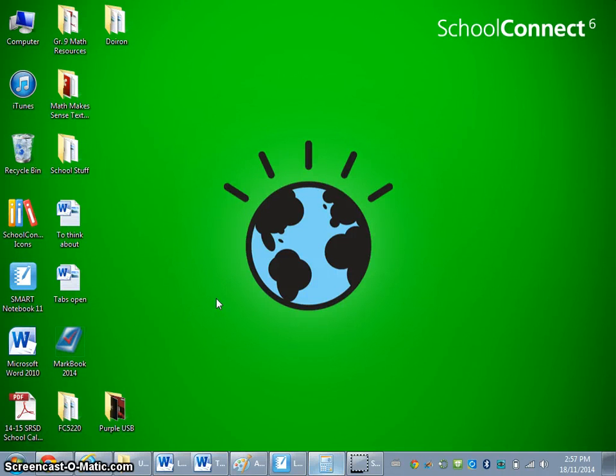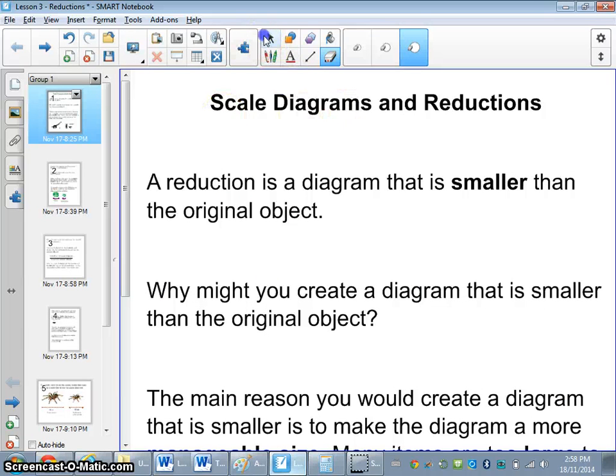Hey guys, it's math video number 3. Last class we talked about making bigger diagrams. Today we're talking about making smaller diagrams, so scale diagrams and reductions.